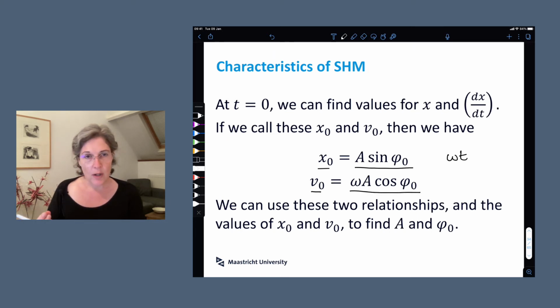And usually one can measure the initial displacement pretty easily in a system, and similarly the initial velocity. So if we can measure those two, then in fact we can find out our amplitude and our phase angle in terms of those initial velocity and initial displacement. So let's just have a quick look mathematically how that works.